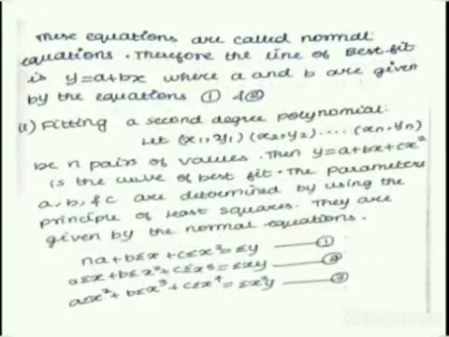Our equation is na plus b summation x plus c summation x square is equal to summation y, which is our equation number 1. a summation x plus b summation x square plus c summation x cube is equal to summation xy, which is our second equation. a summation x square plus b summation x cube plus c summation x power 4 is equal to summation x square y, which is our third equation.